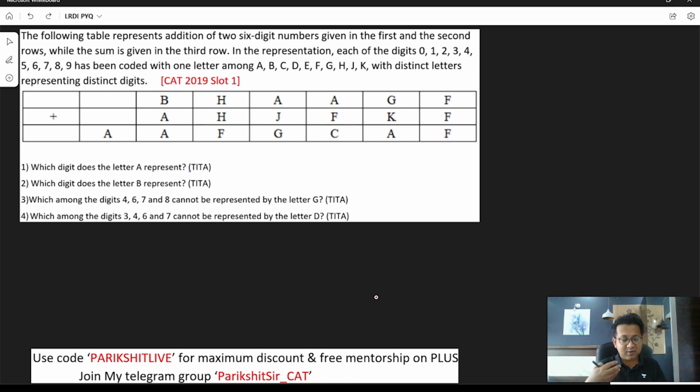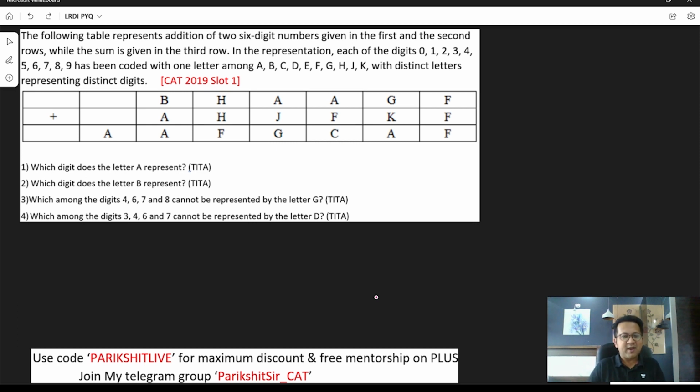And then you have a glance at the questions. What does letter A represent, B represent, and so on. So basically, you have to map the letters to the digits. And remember, every letter is coded by a distinct digit, right? So I strongly recommend that you pause the video, try the question, and then compare the solution with the explanation that I provide in this video.